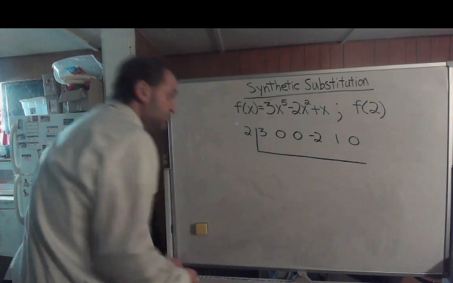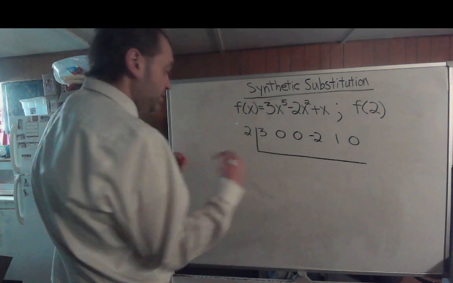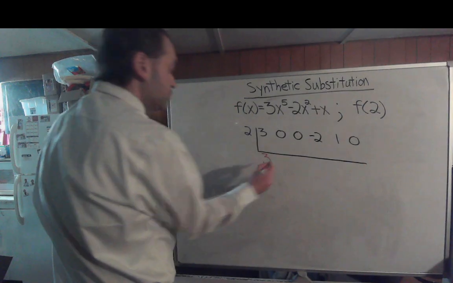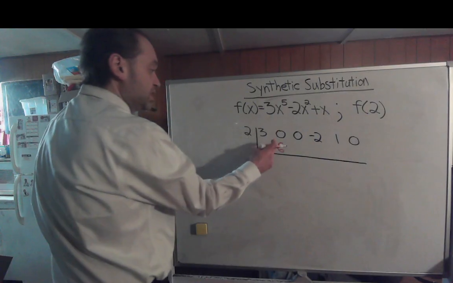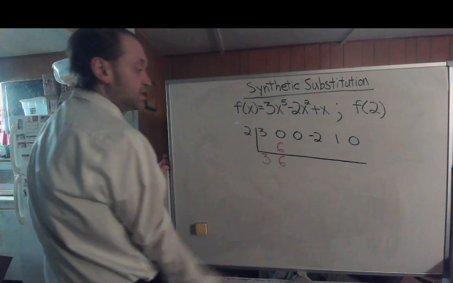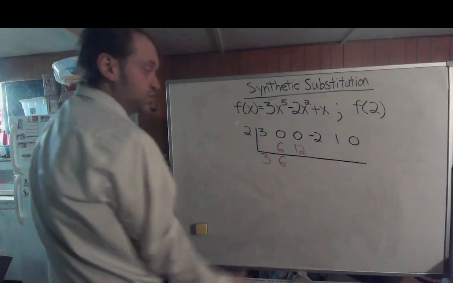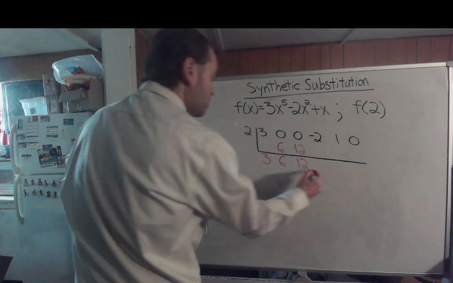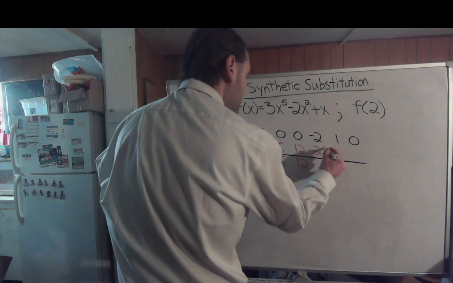We can begin to do the synthetic substitution. So, bring down your 3. All right, so what's 2 times 3? That's going to be 6. 0 plus 6 is 6. Now what's 2 times 6? That's going to be 12. 0 plus 12 is going to be 12. What's 2 times 12? Well, that's 24.